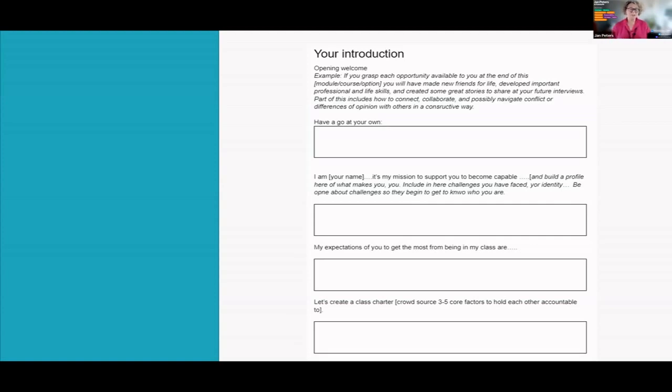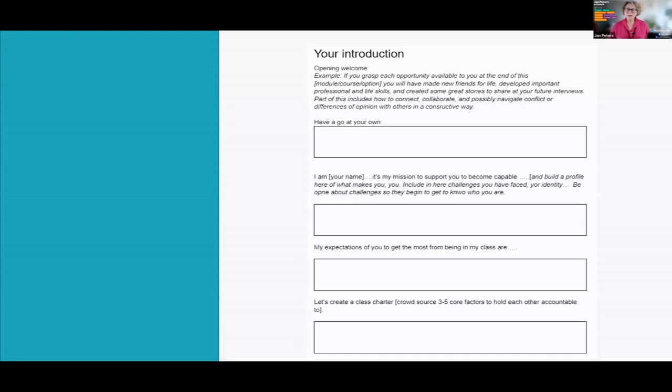I am Phil Collins. Sorry, Phil, hope you don't mind. And it's my mission to support you to become a capable engineer, really picking up here on Gabrielle's frame around, you're not just teaching polymer chemistry, you're teaching polymer chemists. So what I want you to do is just spend a couple of moments and think about how you introduce yourself. And then I'd like to invite a few people to share theirs. Go on, Fiona. Go on, Gabrielle. How do you introduce yourselves?